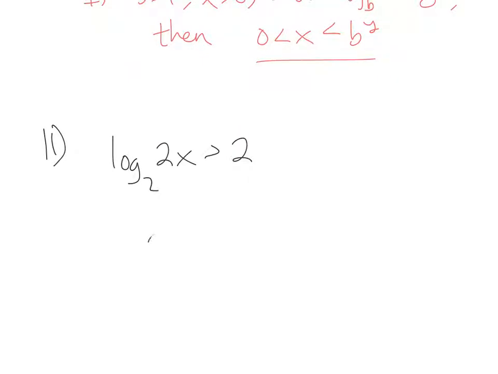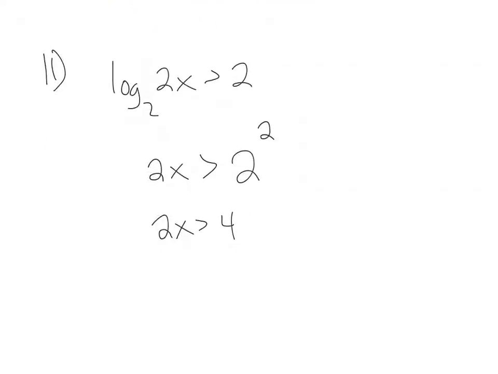So I'm going to take 2x and write that greater than my base, which is 2, to the y power, which is also 2. Okay, solving from there, we've got 2x is greater than just 4, and then we can divide both sides by 2, and you would get x is greater than 2. That's all we would need for that one.